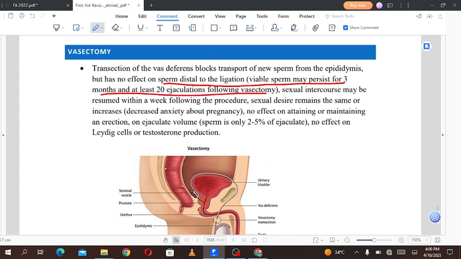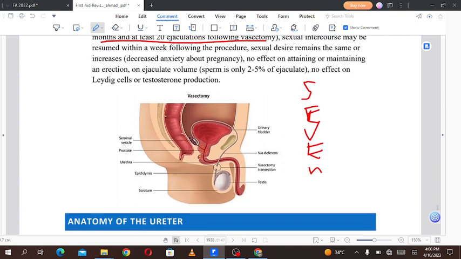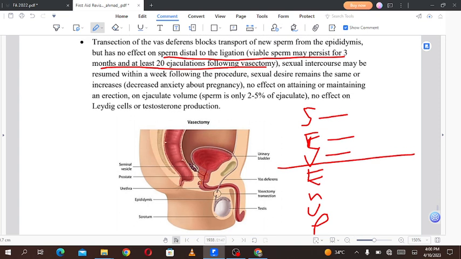So let's draw the pathway. Just remember it as 7 up, SE V E small n. So 7 up means firstly there will be seminiferous tubules, then the epididymis, then the vas deferens. This is the point where we are going to ligate the pathway, at the junction between the epididymis and vas deferens. So we are cutting the vas deferens basically.